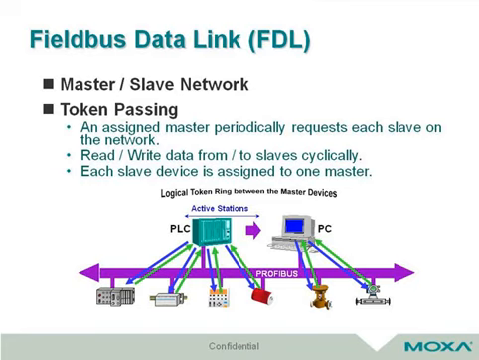Others will keep silent. As the figure shows here, the first master gets the token and then sends the request to the slaves under it. After it completes a cycle, it will pass the token to the next master. The second master will do the same thing and pass the token to the next one. This is how the token passing method operates.